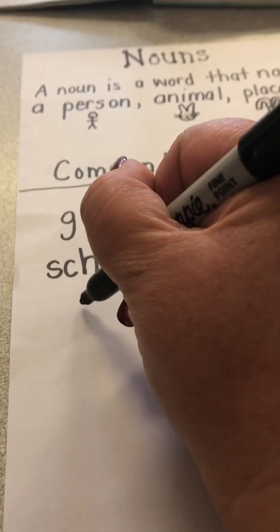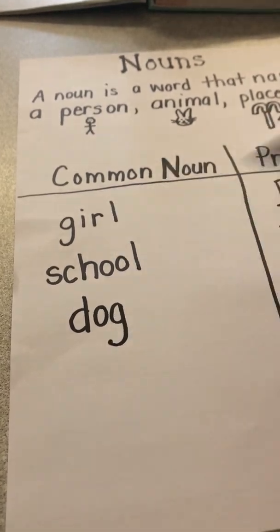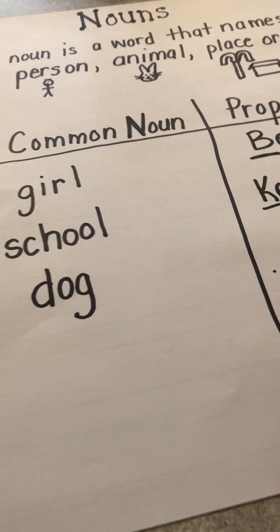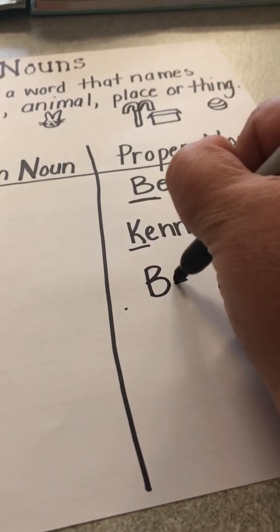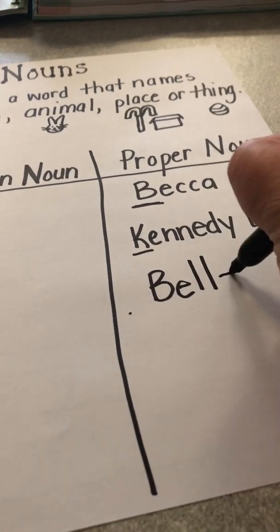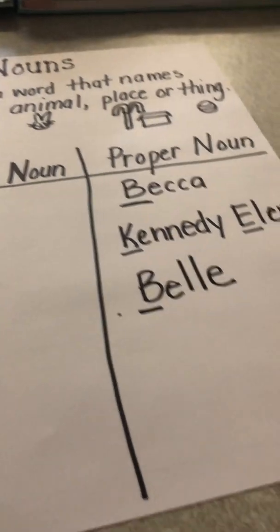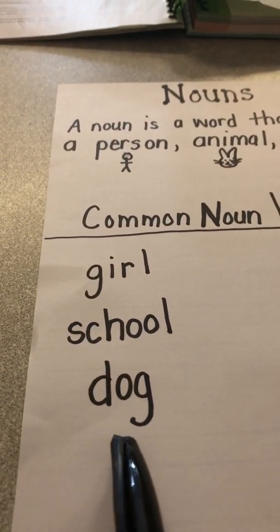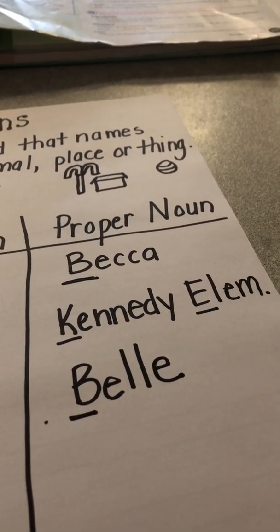Or what if I just put dog for an animal? Dog. You don't know what dog I'm talking about. It could be any dog that you see when you're driving down the road. But when I come over here and I put Belle, that's my dog's special name. And I have to write it with a capital B. Dog is the common noun. Belle is the special name. It's the proper noun.